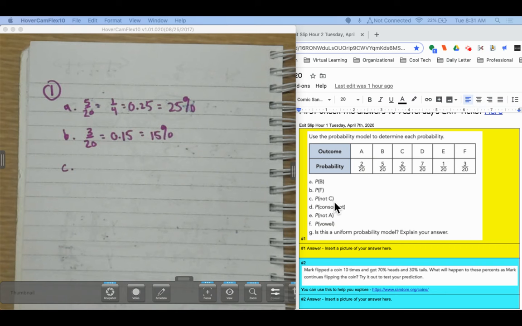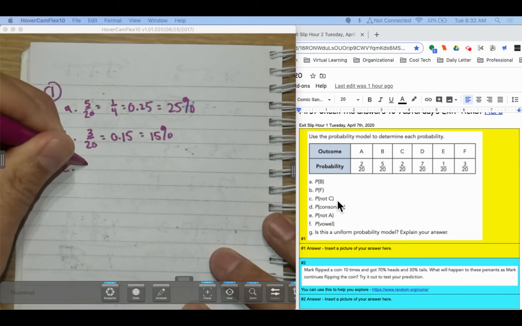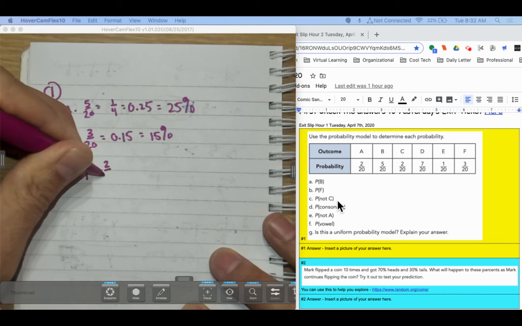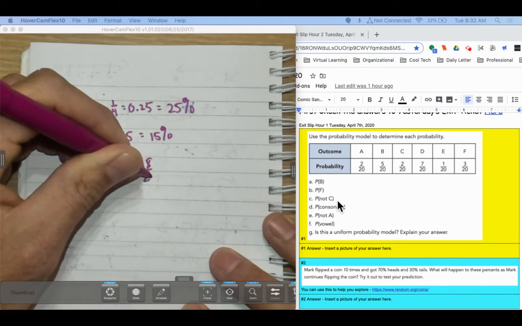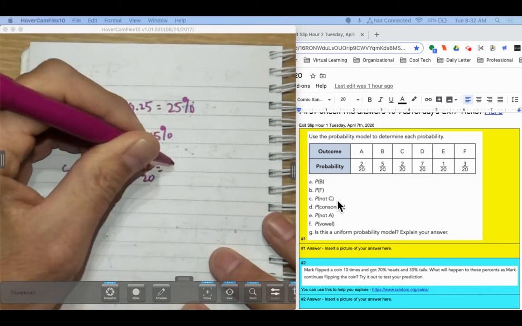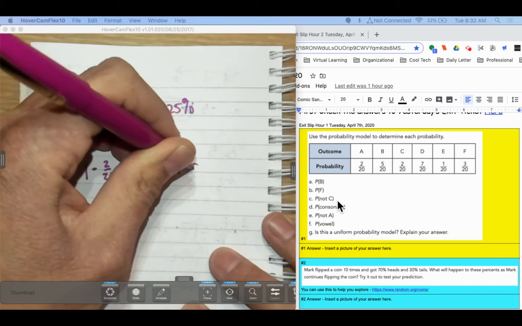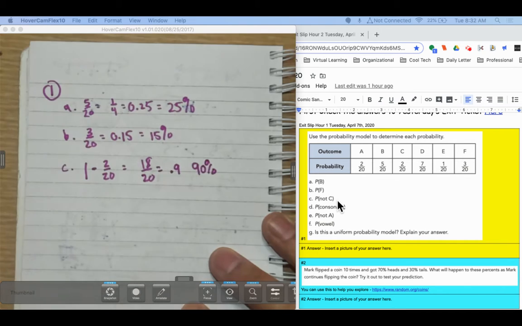Probability of not C. Ooh, tricky. So C is 2 out of 20. So I would take 1 minus 2 out of 20. And so that would equal 18 over 20, which would be the same as 9/10 or 90%.